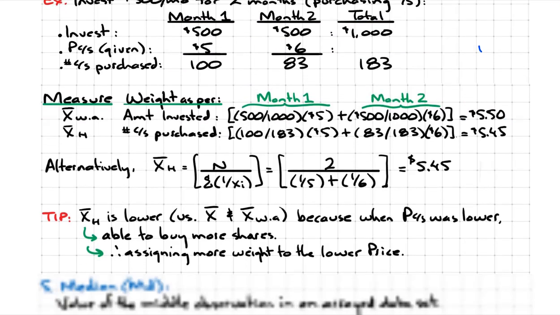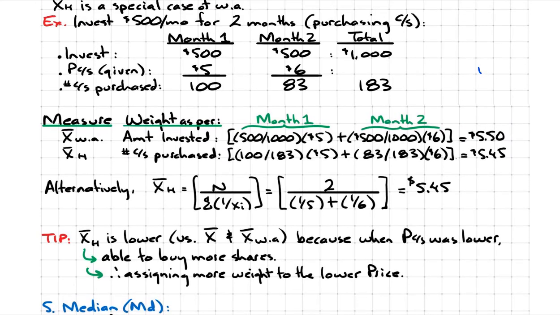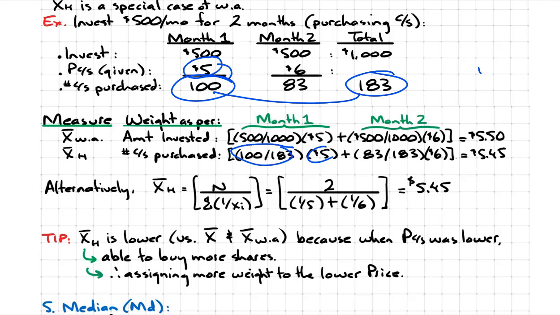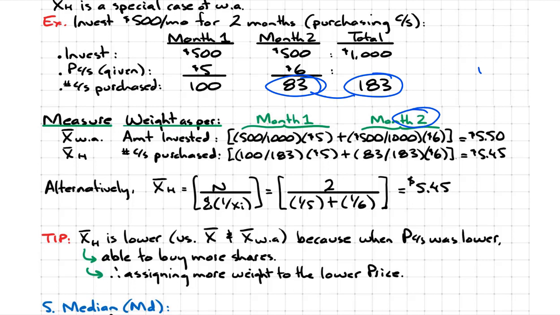So, if that's the case, in month 1, how many of the 183 shares were purchased in month 1? So 100. So what was the price in month 1? $5. Okay, so there it is. Done. And month 2, what happened in month 2? So first let's determine the weight. Well, out of the 183 shares that we bought, 83 came from month 2. Okay, so there's month 2. That's the weight assigned to month 2.